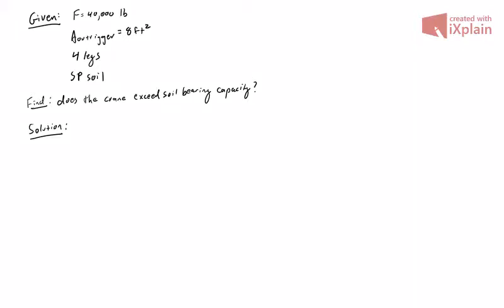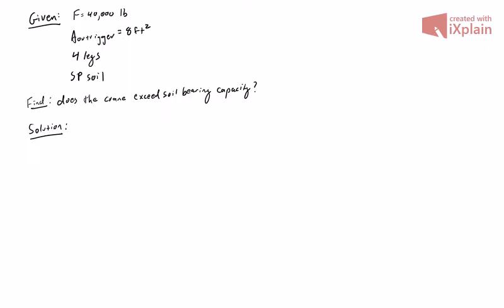Okay, so we're told that a mobile crane weighing 40,000 pounds is erecting a new flagpole on Warden Field, and it supports itself using four outriggers, each with a surface contact area of 8 square feet. Assuming the soil classification is SP, will the crane exceed the allowable bearing capacity of the soil?